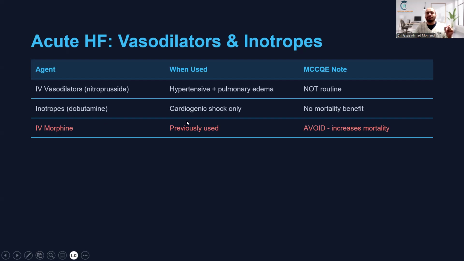Inotropes, we use only in cardiogenic shock. So for MCCQE1, remember, inotropes do not provide long-term mortality benefit. They are used to revive the patient from getting into shock or their shock getting worse or causing end organ damage. IV morphine was previously used. Nowadays, it's avoided because it worsens the mortality rates. It's not beneficial for patients with heart failure.